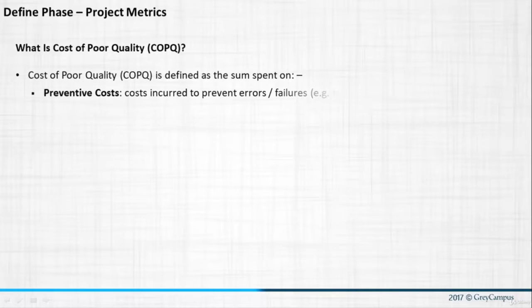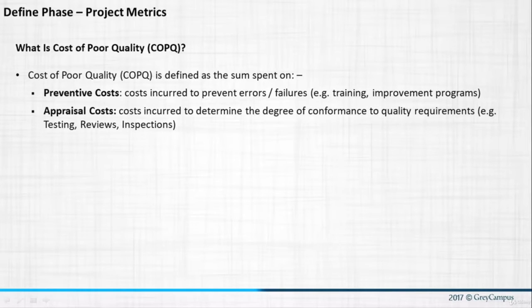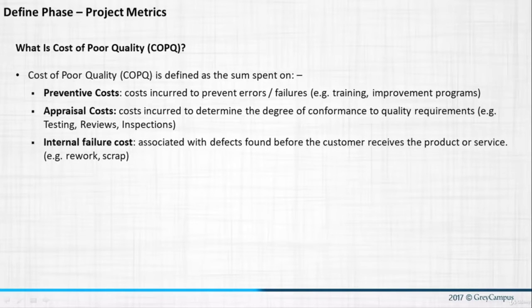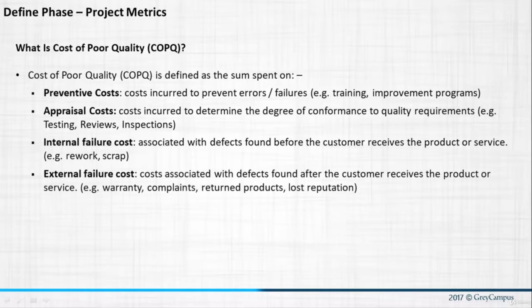Cost of quality is broken down into several categories, starting off with preventative costs. This course and a Lean Six Sigma program is a good example of preventative cost. Appraisal cost is typically associated with inspections and quality control. Internal failure cost is categorized with rework and scrap, but they are defects that do not leave the factory.